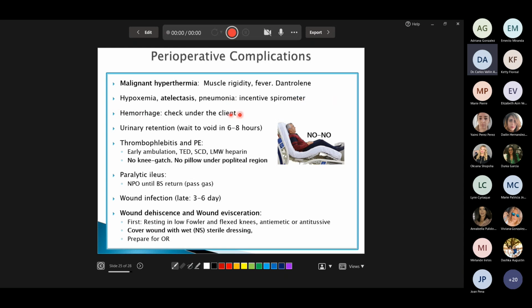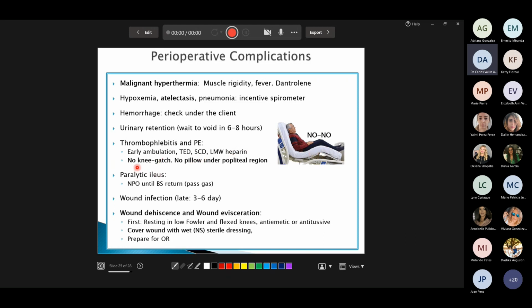We already discussed that the immediate complication of surgery is hemorrhage. Remember that blood is a liquid. So you can have a person in bed after surgery and you don't see the blood. But if you introduce your gloved hand behind the client, you can find the blood, because the blood can pool behind the client. It's a common question in the NCLEX.